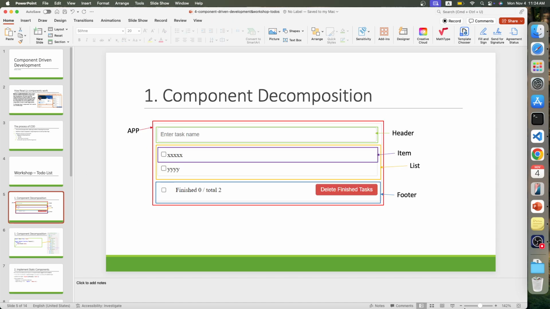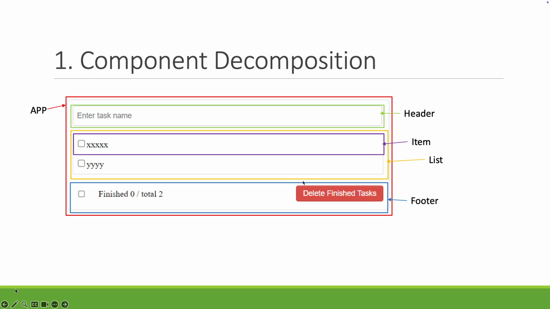So I'm going to use 5 components to represent each part. The red one is App, which is the entire page. And for the enter task name, I'm going to put in another component called Header. And in the center part, which is a list of tasks, I'm going to have a list, which is a to-do list. And for each of the items, like x here, y here, I'm going to use Item. And for the finished total part, I'm going to use a Footer, okay. So that's all the components I'm going to use.